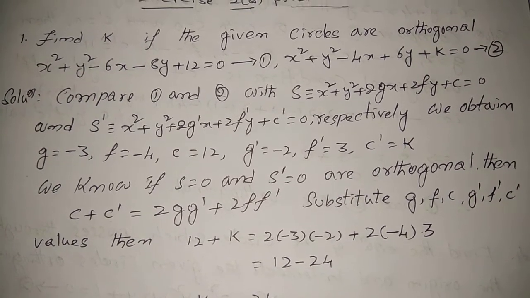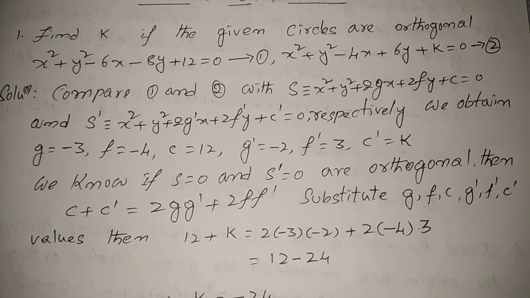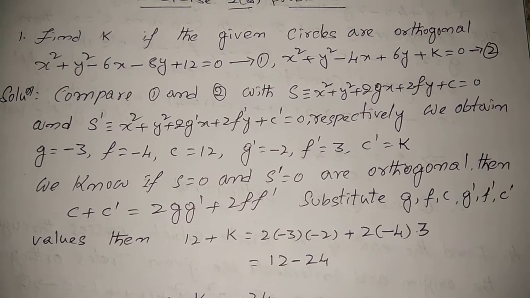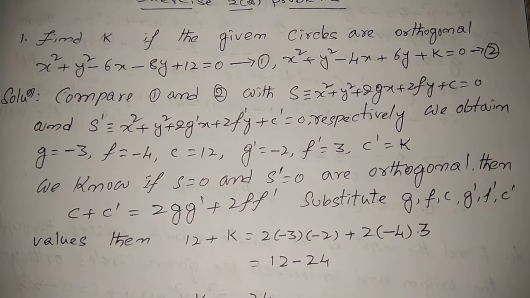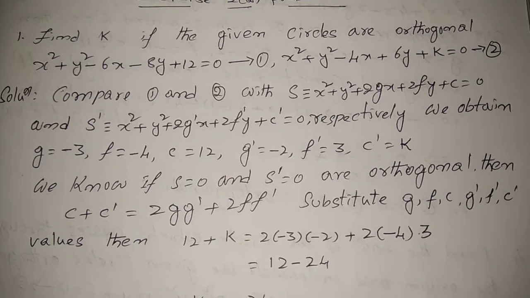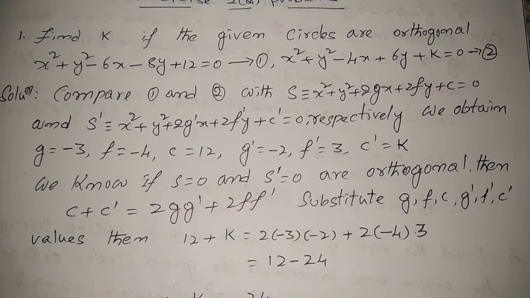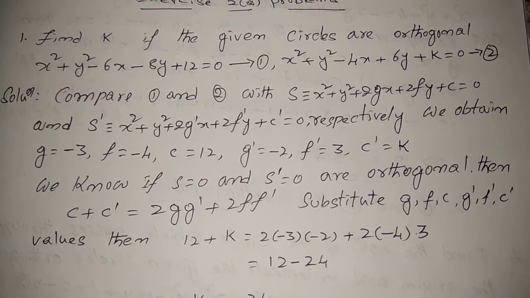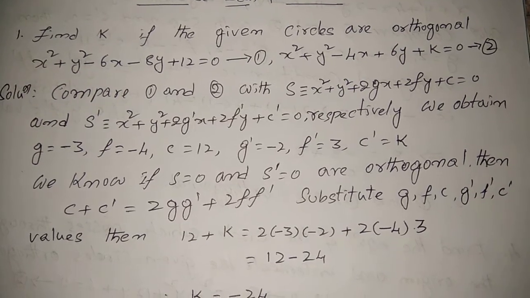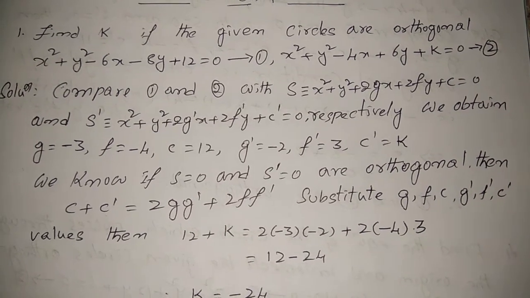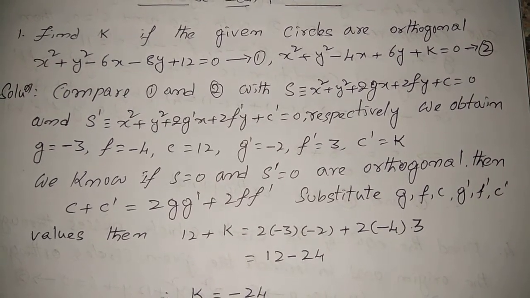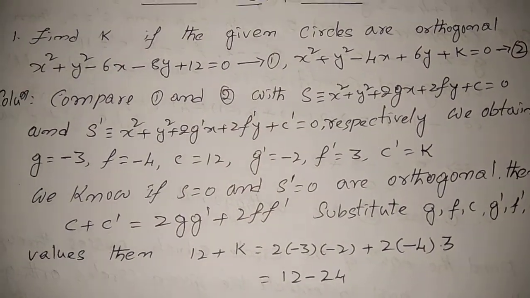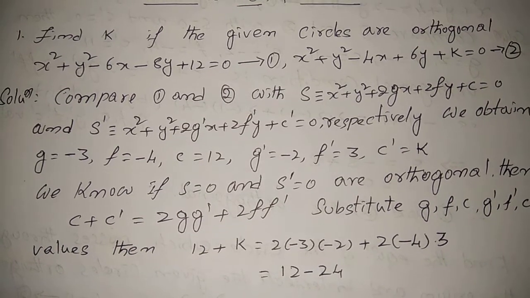Solution. Compare 1 and 2 with S is equal to x square plus y square plus 2gx plus 2fy plus c is equal to 0 and S dash is x square plus y square plus 2g dash x plus 2f dash y plus c dash is equal to 0 respectively. We obtain g is equal to minus 3, f is equal to minus 4, c is equal to 12, g dash is equal to minus 2, f dash is equal to 3, c dash is equal to k.